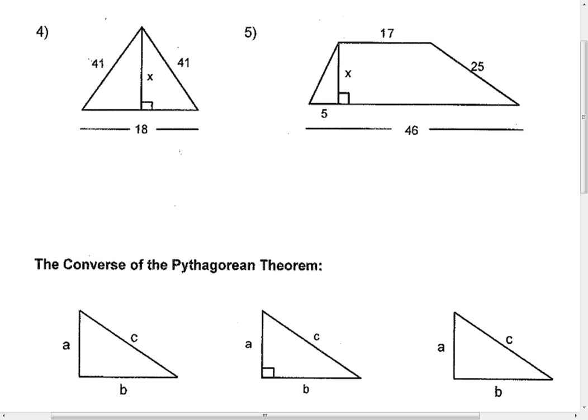Looking at number 4, did everybody realize that when you see an altitude within an isosceles triangle, that means that it splits that in half? Yes. So in effect, it's a perpendicular bisector. So this is 9, this is 9. You're just focused on one triangle, where you've got the x, the 9, and the 41.